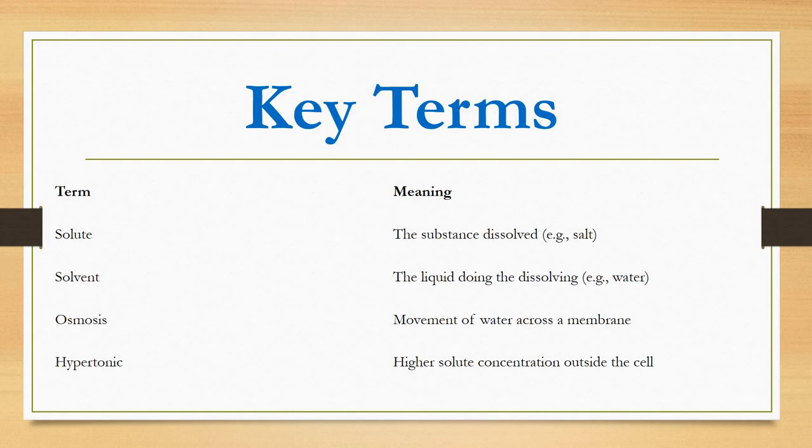These are the key words that you must know. Solute is the substance dissolved, for example, salt. Solvent is the liquid doing the dissolving, for example, water. Osmosis, movement of water across a membrane. Hypertonic, high solute concentration outside the cell.